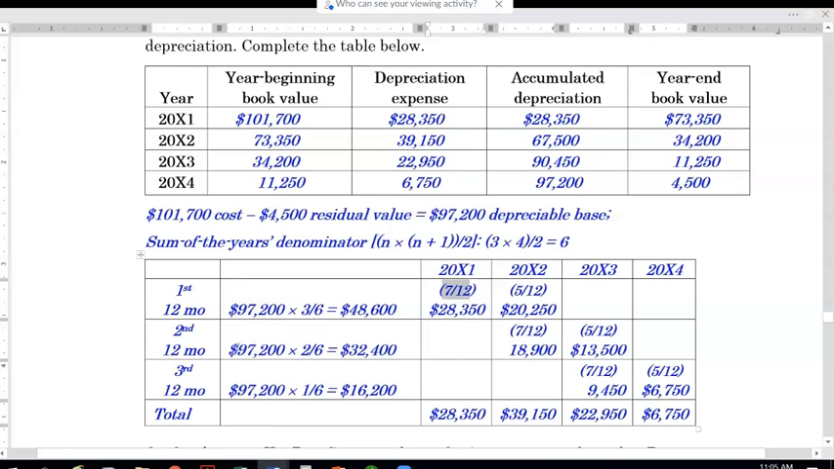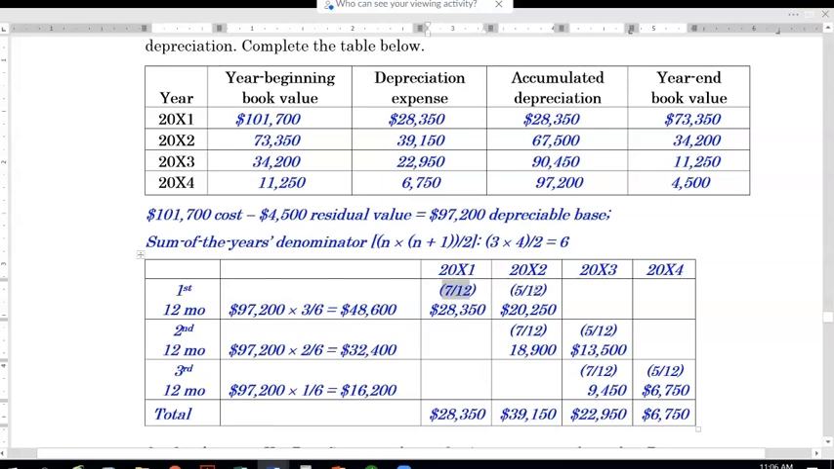In year 2 it is again 97,200 depreciable base times 2 out of 6. In year 3 will be 97,200 times 1 out of 6. But year 1 is just 7 months. So 7 out of 12 times 48,600 gives us 28,350, and that's what we're going to recognize in year 1, 28,350.